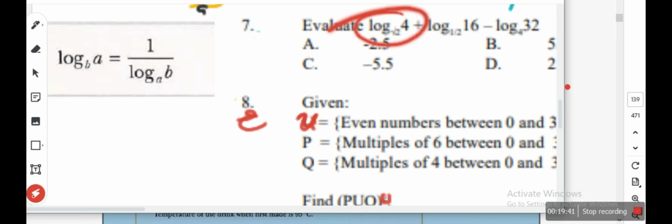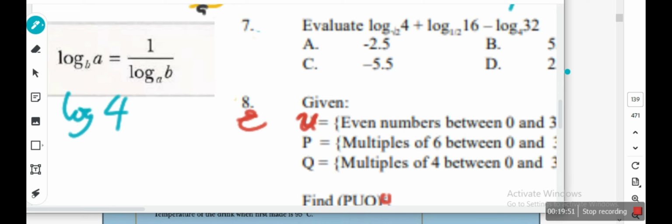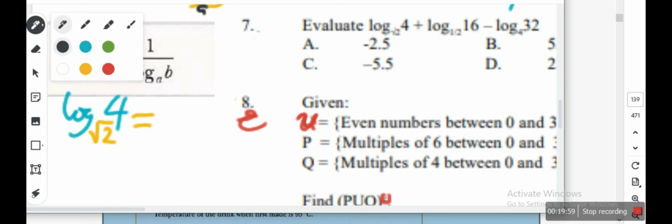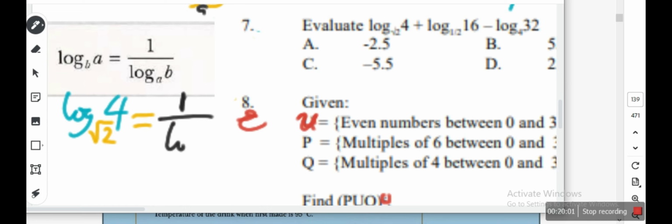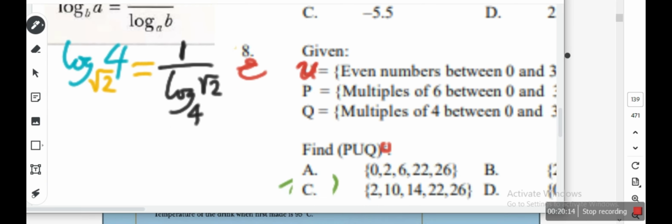Apply it to this one, log 4 in base root 2. Let's apply it. What will it be? Equals 1 over log root 2 in base 4. Good, log root 2 in base 4. So that's why you will apply log root 2 in base 4, and it should be easy for you to do now.